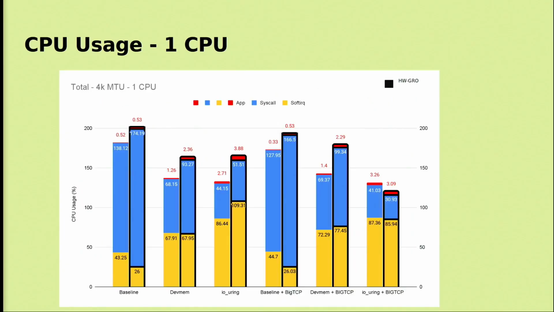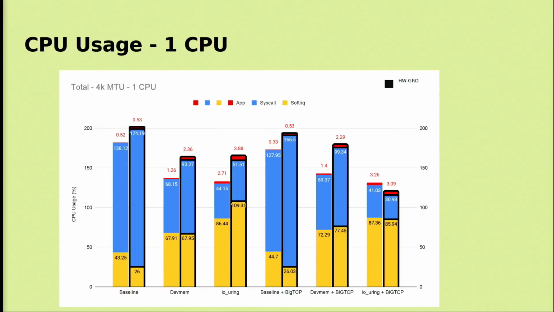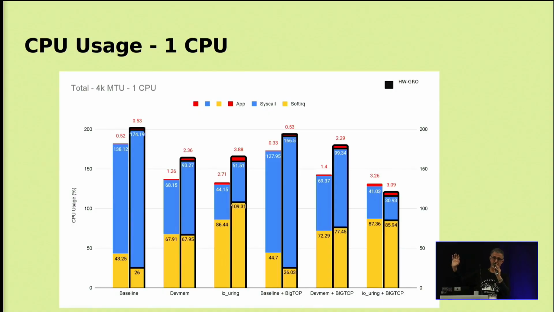right? And if you look at just the sum, so we take the receiver and the sender, and we ask, how much total CPU are we using for this one flow, which gives us whatever this throughput is? And again, devmem versus IOURING, they're not much different. You notice the difference in the yellow, which is soft IRQ, versus the blue, right? And then it's very clear that the blue is killing you on these guys, right?